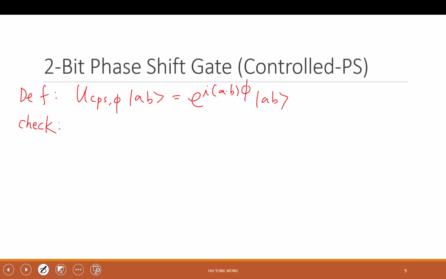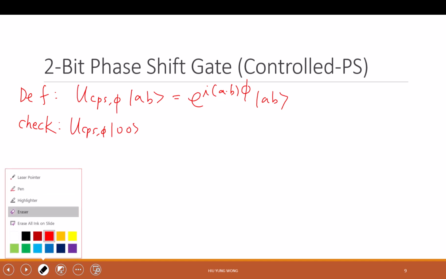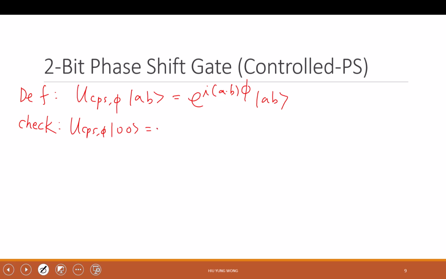Right? So if I apply the control phase shift gate phi to |00⟩, what happened? Based on this equation, it equals e to the power i, what is that? 0, because 0 times 0, okay? Phi, |00⟩. What is e to the power 0? 1. So this is equal to |00⟩. Make sense?